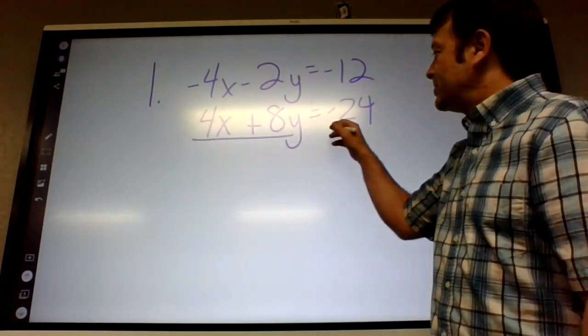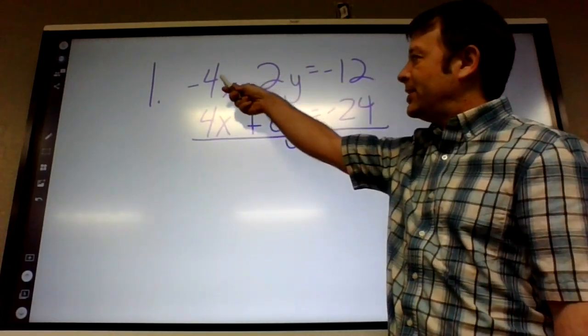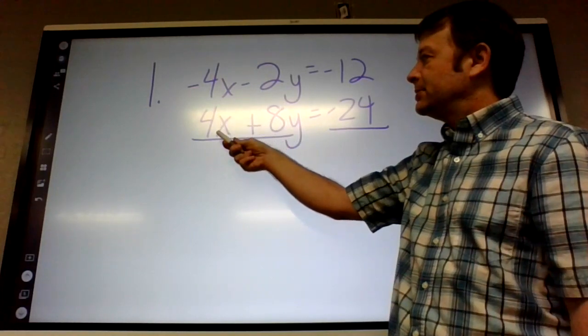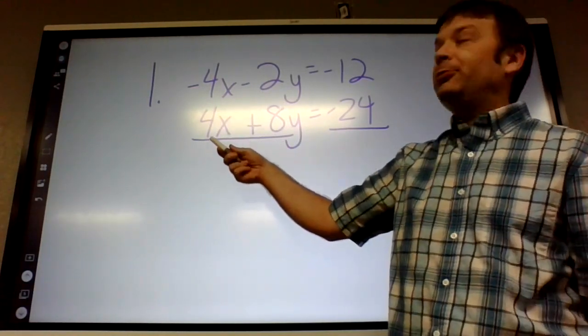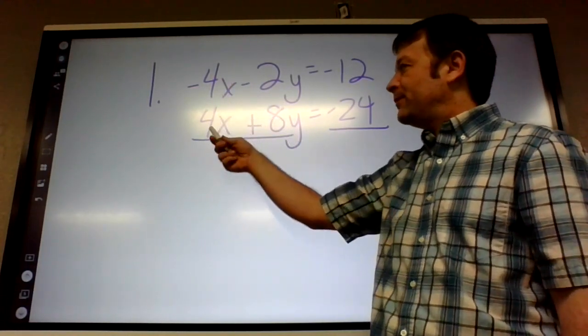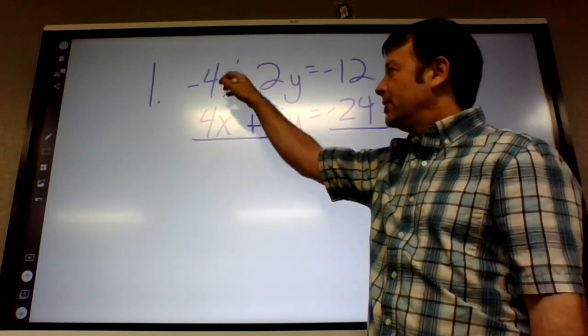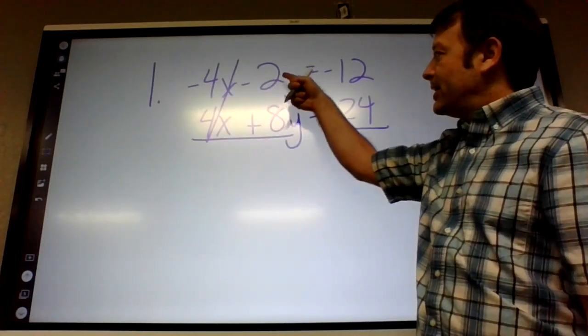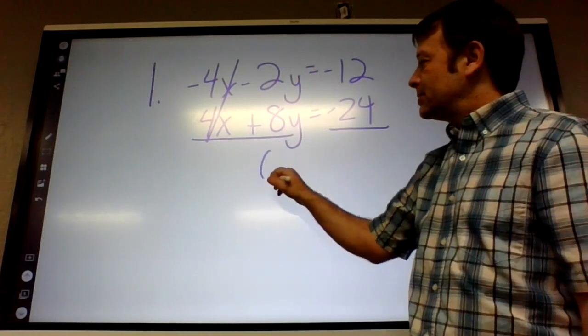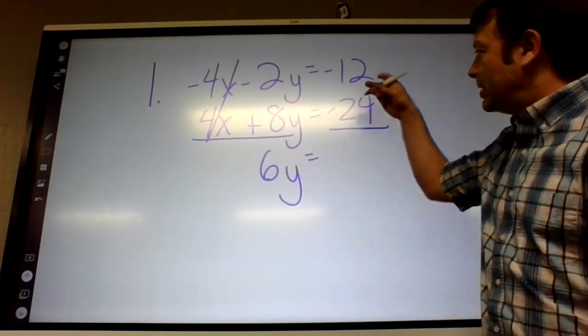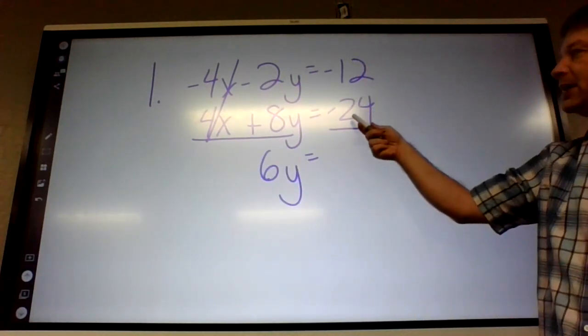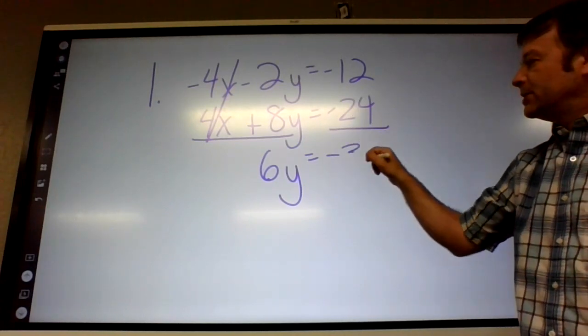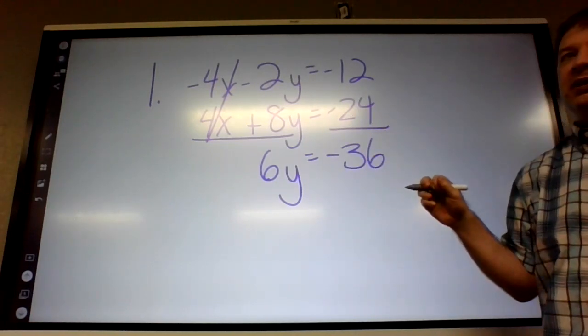Now in this case, if we added the left side, what would happen to our x's? They would go away. They would be eliminated. Negative 4x plus 4x is 0, so they're gone. And then just keep adding. Negative 2y plus 8y is 6y, and negative 12 plus negative 24 is negative 36. See how quick that was?